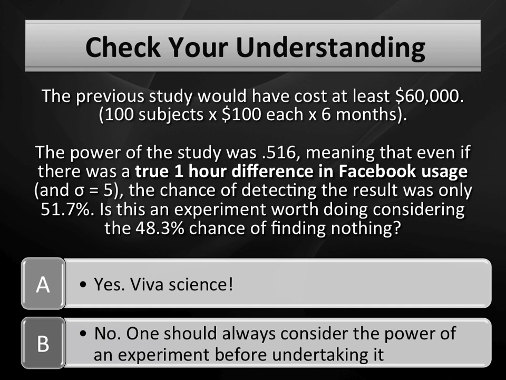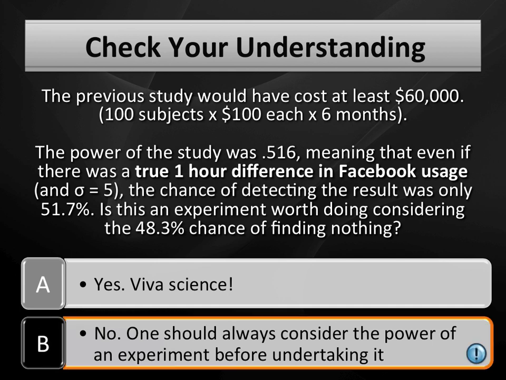Is this experiment worth doing considering the 48.4% chance of finding nothing? Right? So even though there was a real difference, 48.4% of the time, researchers would have to say they found nothing. They didn't find evidence of anything. They got a sample that looked as though it was chance. So think about that. Was it worth doing with such a high risk of finding nothing?